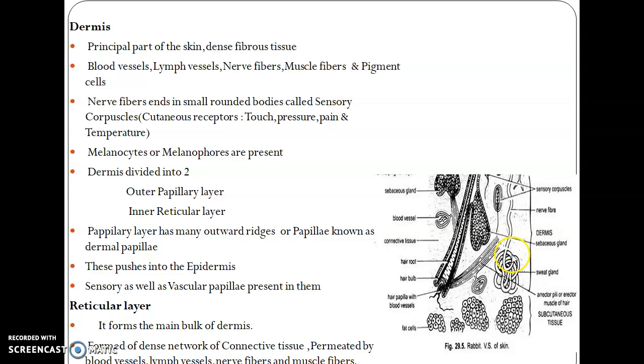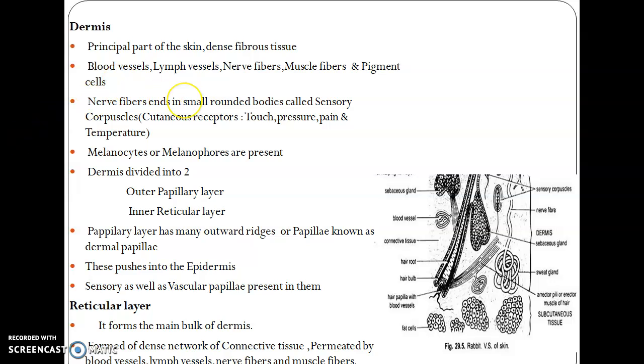Then comes the middle layer, which is found just below the epidermis, that is called the dermis layer. The dermis layer is actually the principal part of the skin, which consists of dense fibrous tissue. And in this dermis, you can see blood vessels, lymph vessels, nerve fibers, muscle fibers as well as pigmented cells. When compared to this, the epidermis is devoid of all these kinds of cells. But the dermis contains blood vessels, lymph vessels, nerve fibers, and all different kinds of tissues are merging into this dermis.